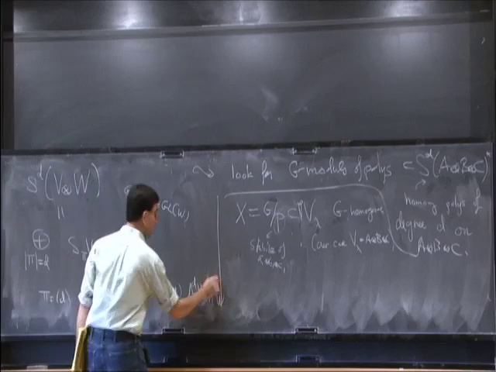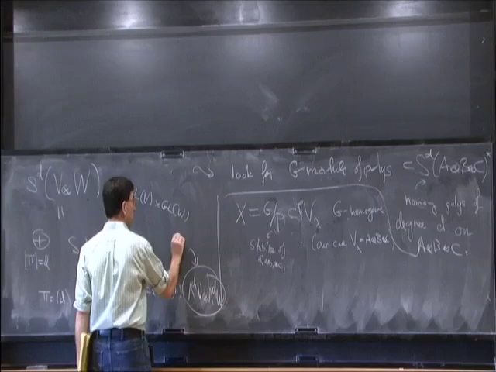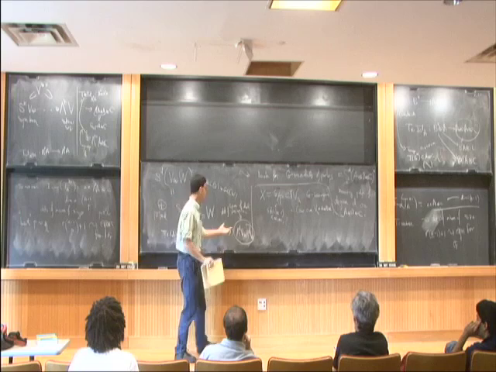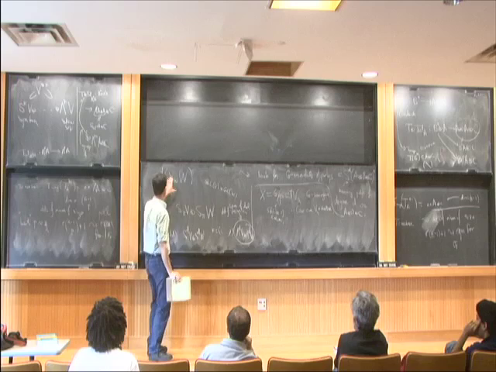And this space here, if you write it out in bases, is the span of the d by d determinants of minors with respect to any choice of basis. Okay, and if you take a different choice of basis, you get different polynomials, but the span will be exactly this vector space sitting inside the space of homogeneous polynomials.